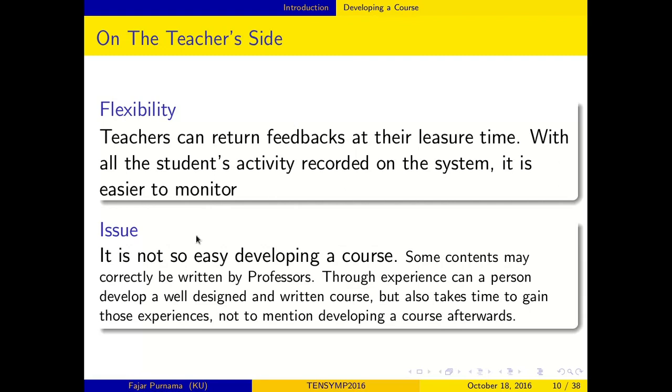which is not so easy. Developing a course, some contents may only correctly be written by professors. Through experience, a person can develop a well-designed and well-written course, but it also takes time to gain that experience, not to mention developing a course afterwards.